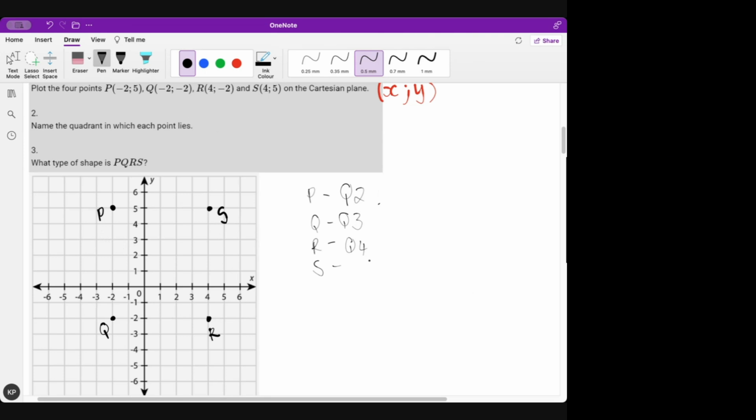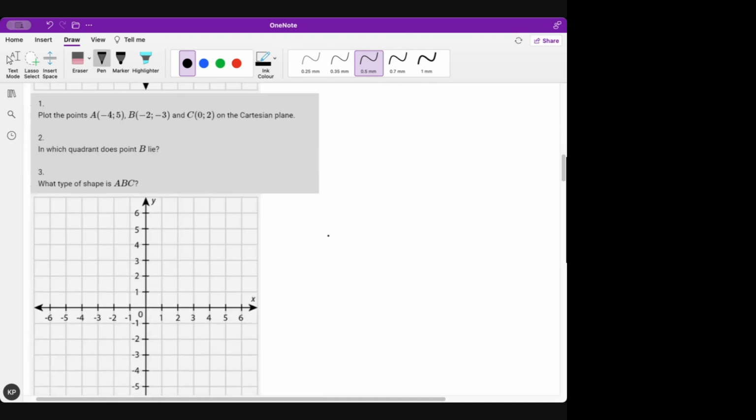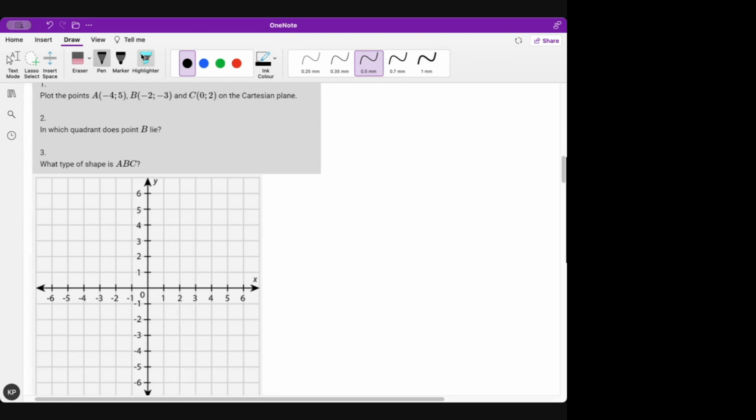Point S. It's not 5, it's quadrant 1. Lovely. So you guys know where the quadrants are and everything. I'm going to do this one last time quickly because I know you guys got this. Okay, -4 and 5. I've been told that's point A. B is at -2 and -3. And the last one is at 0 and 2.